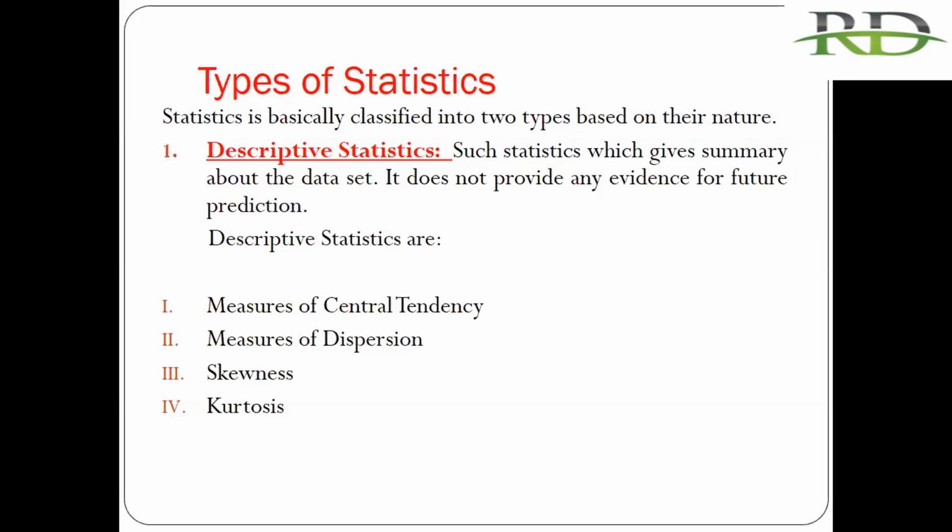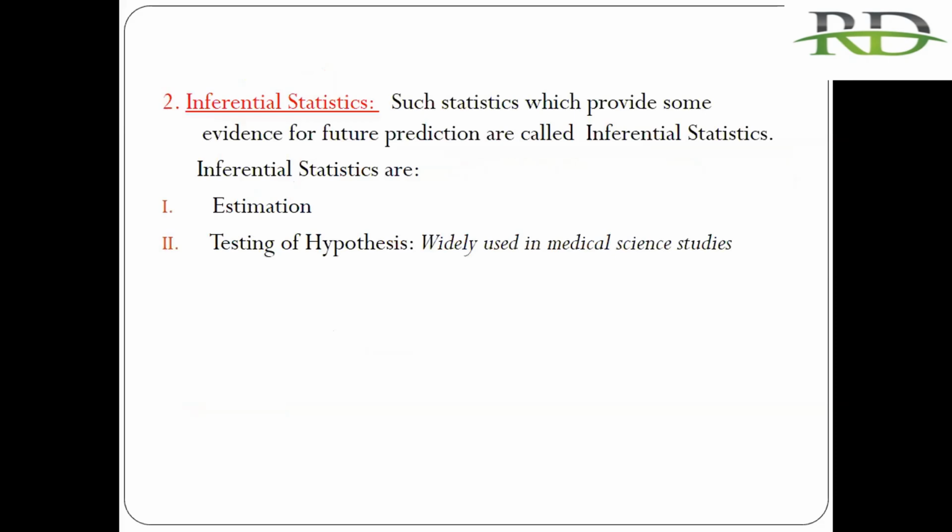It will not provide you anything new or any evidence which can be used for future purposes. Whatever data you have, it just summarizes it. That is why it is called descriptive statistics. In descriptive statistics, we have four components: measure of central tendency, dispersion, skewness, and kurtosis. I will not go into the detail because it has already been told. Then the important part of statistics, or you can say the beauty of statistics, lies in the second part, that is inferential statistics, right?